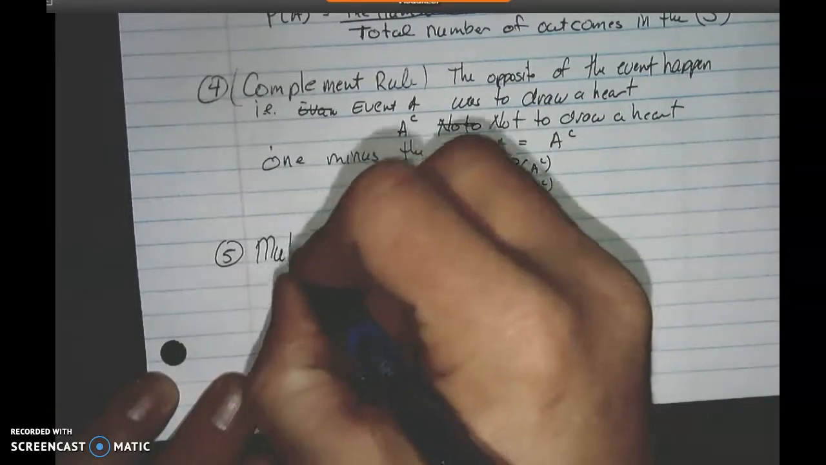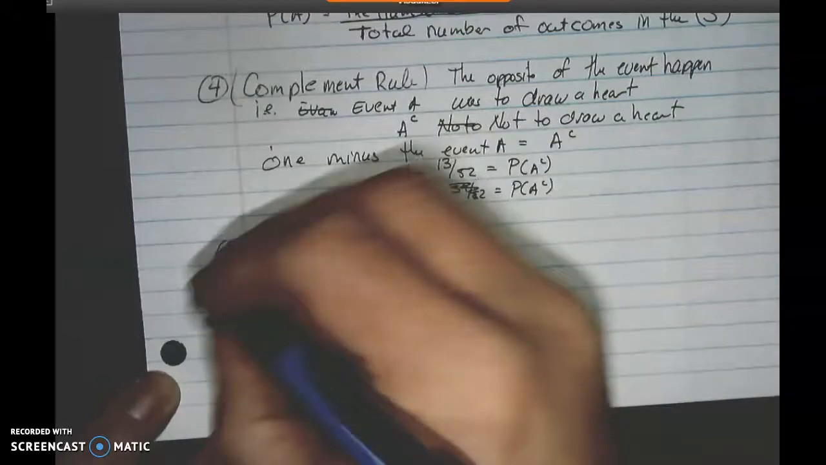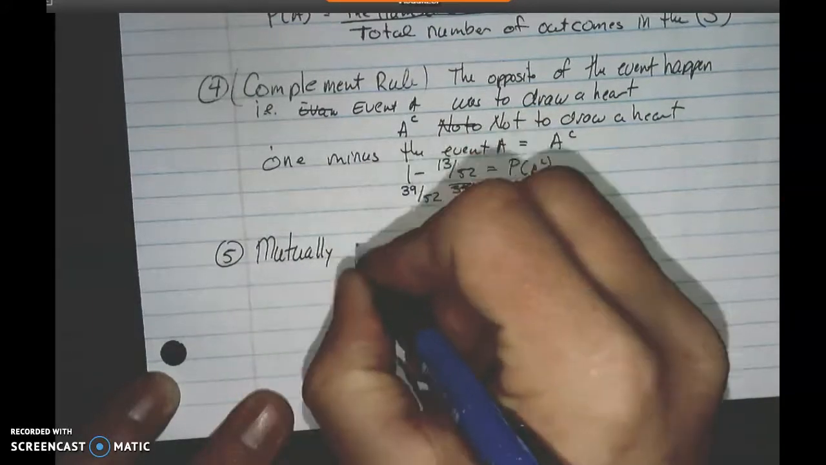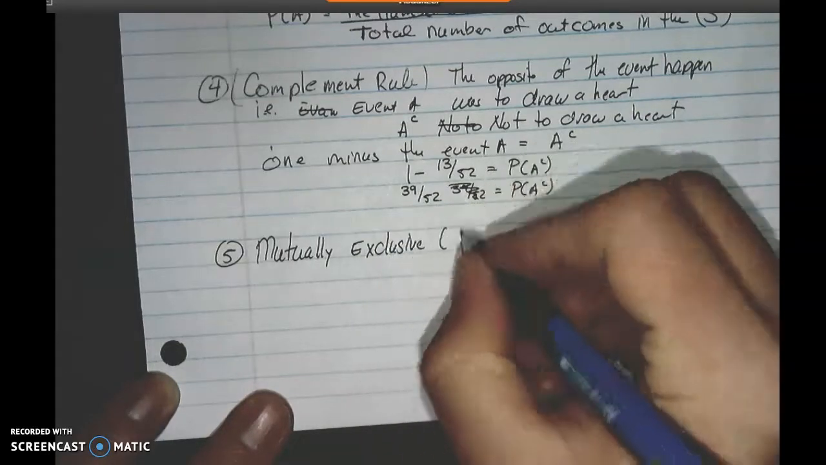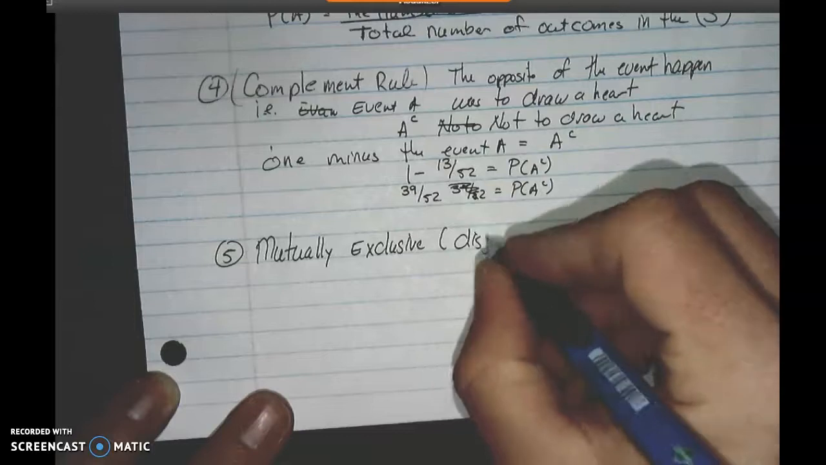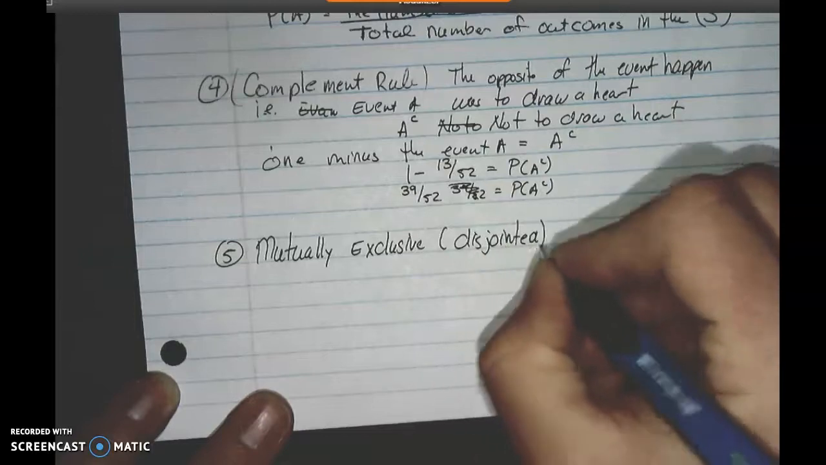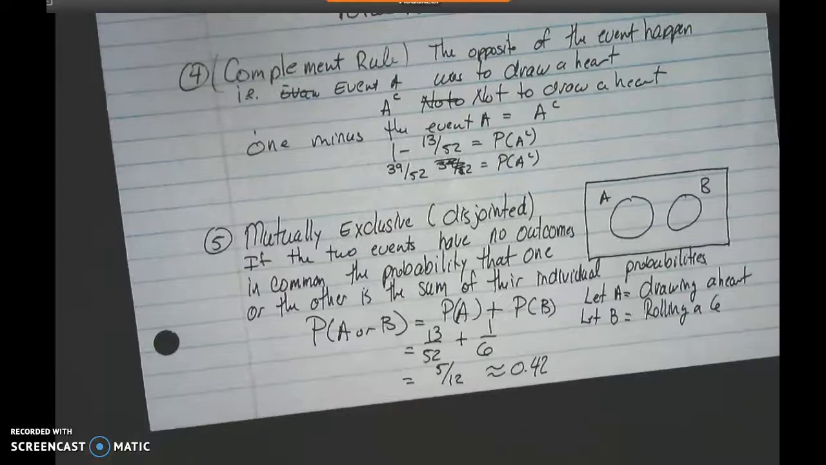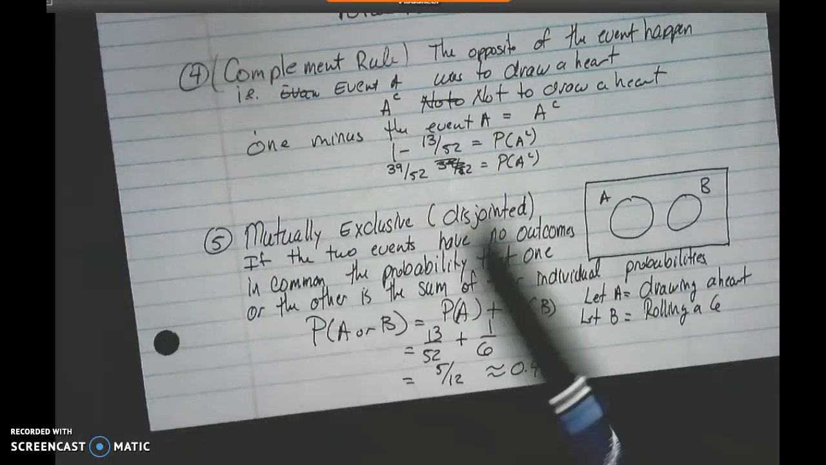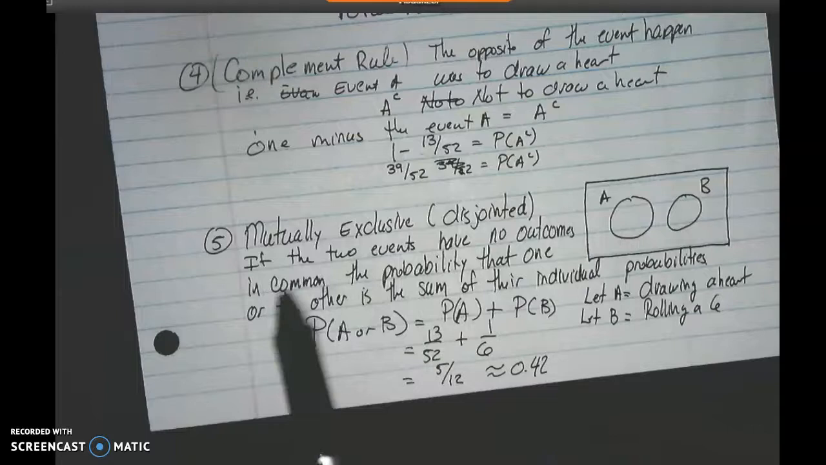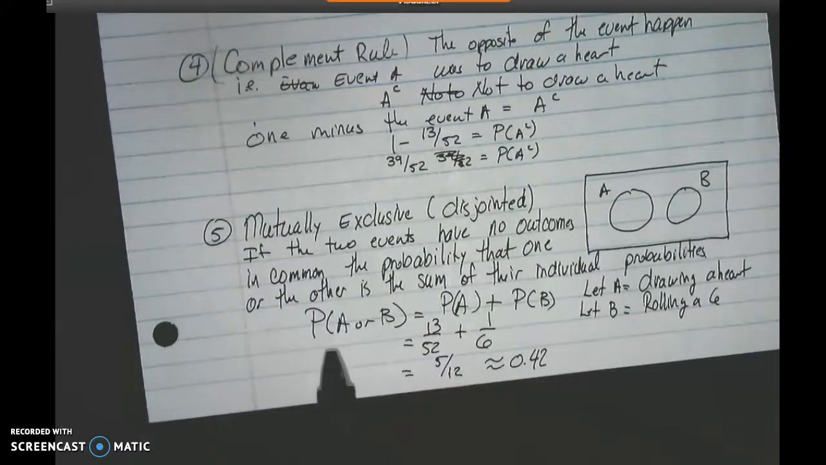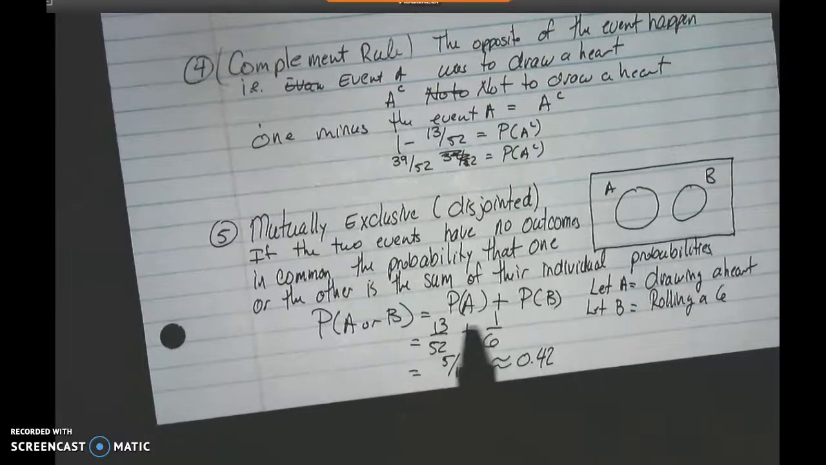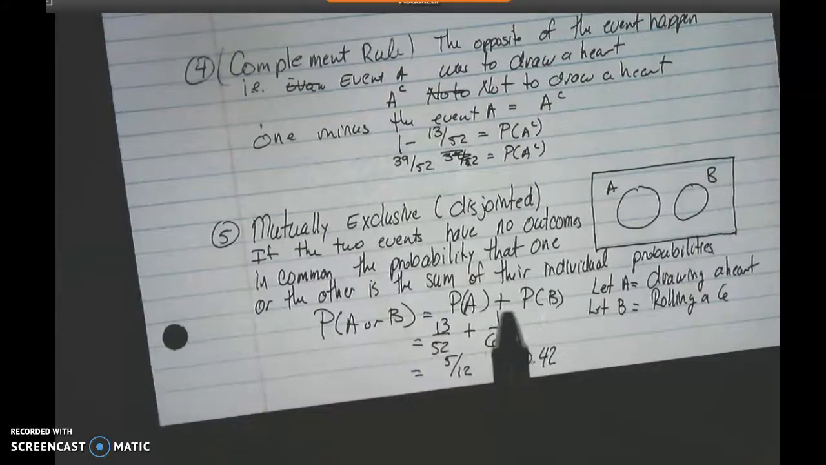So number 5, I'm going to pause it after I write this. Number 5 is we're going to introduce mutually exclusive, also known as being disjoint. Okay. All right, so real quick, mutually exclusive is if two events have no outcomes in common, the probability that one or the other occurs is the sum of the individual probabilities. So our formula is going to be P(A or B) is equal to P(A), the probability of A, plus the probability of B.